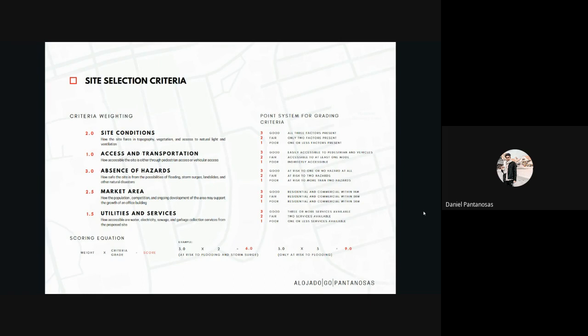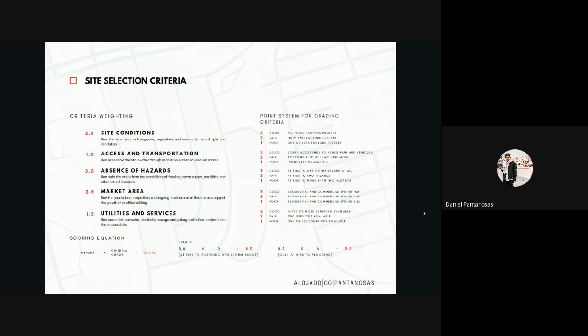For the market area, it is how the population, competition, and ongoing development of the area may support the growth of a commercial building. For utilities and services, it is how accessible the water and other services are in the proposed site. The weight of site conditions is 2.0, access and transportation is 1.0, absence of hazards is 3.0, which is the priority, market area is 2.5, and utilities and services is 1.5.